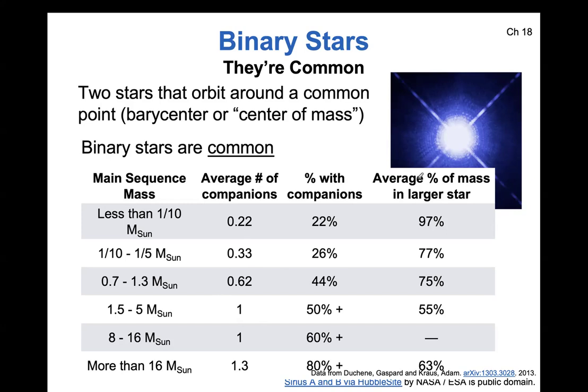So we have the average percentage of mass in the larger star. So like 97% of the mass in the larger star in this case. There's a lot of information in this table, and I don't want to spend too much time on it, but I do want to point you to at least how you would read it. Okay, so let's look at this first row.